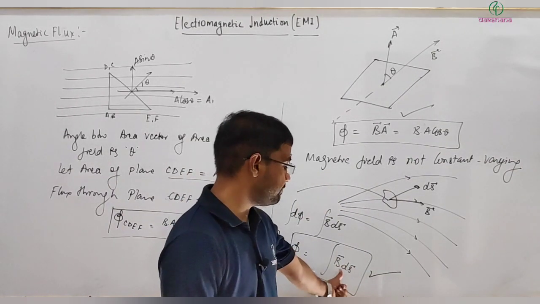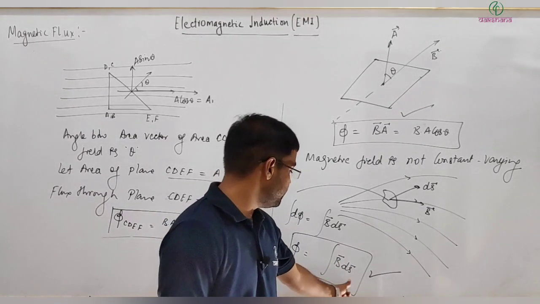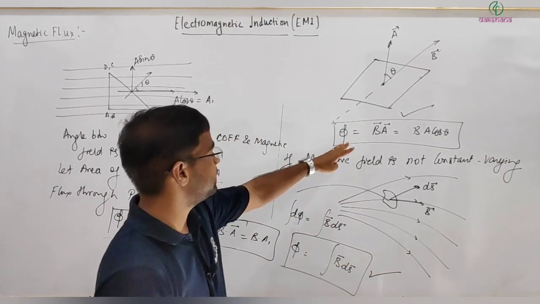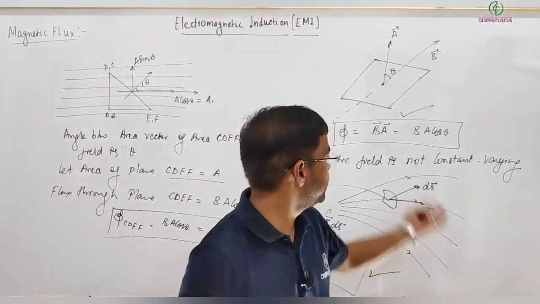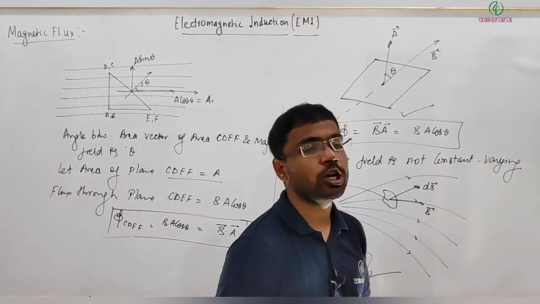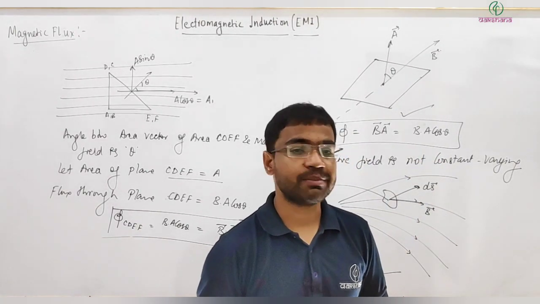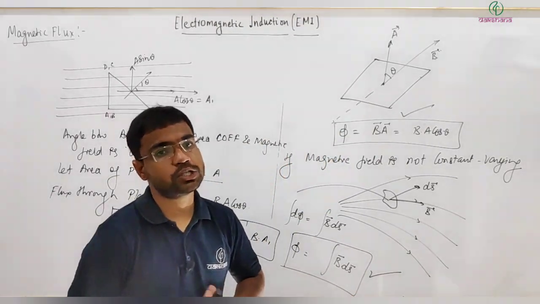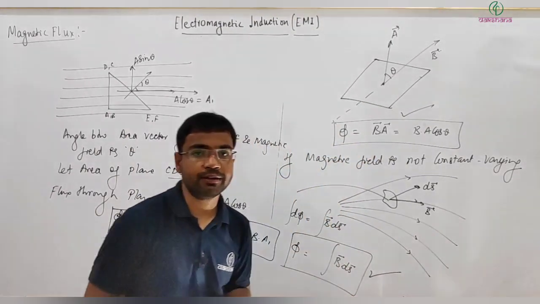So in case B is variable, we go with the integration of B dot ds bar, and if it is simple, then you can multiply, or if there is an angle between area vector and magnetic field, then we need to go with the dot product of B bar dot S bar or A bar. Sometimes we write area in terms of S also. So this is just about magnetic flux.